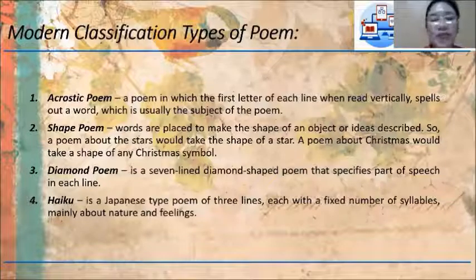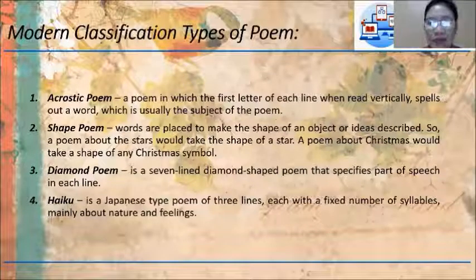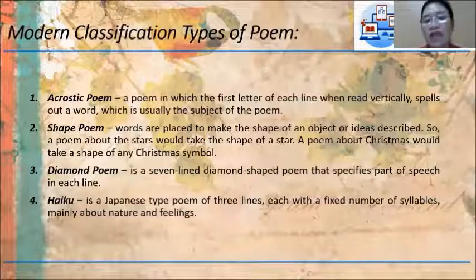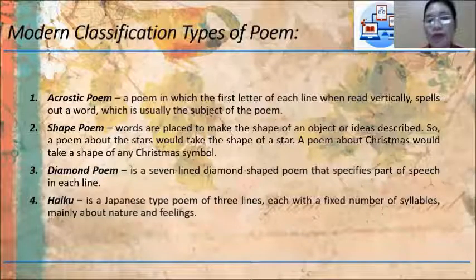And then we have here shape poem. A shape poem happens when words are placed to make the shape of an object or idea described. So, for example, a poem about the stars would take the shape of a star, and a poem about Christmas would take the shape of any Christmas symbol. Now we have here diamond poem. It is a 7-line diamond shaped poem that specifies part of speech in each line. So it is just like a shape poem, a diamond shaped poem.